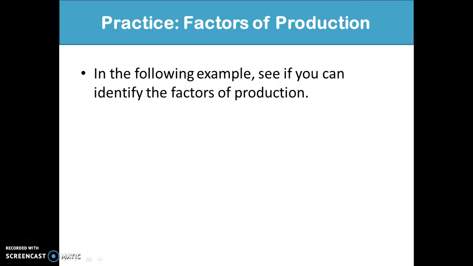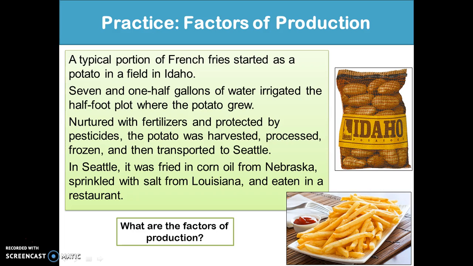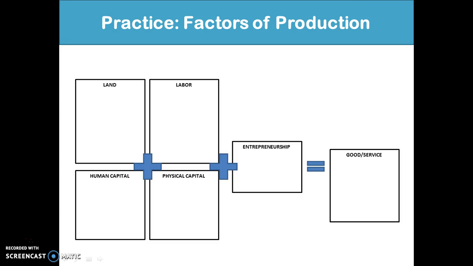And so we did this example together to identify all of the factors of production for something that we see every day: French fries. We read this scenario together and encourage you to do this exercise yourself. Read through this, identify the factors of production. And then we paired up and discussed this together, and we identified examples of each of these.